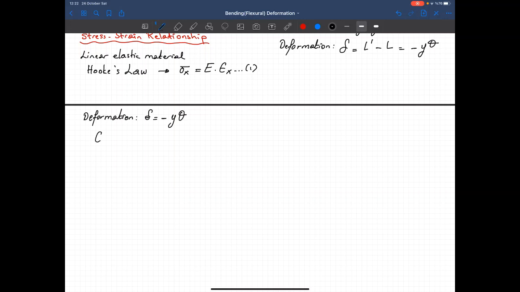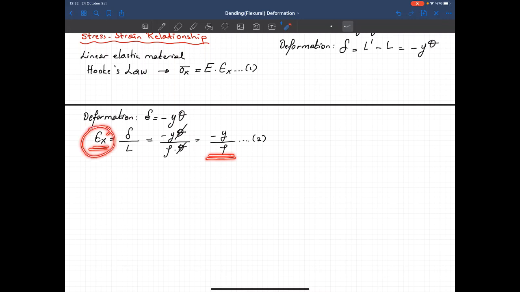What about the strain? What about the axial strain? If I use the engineering strain definition, it is deformation divided by the original length. So deformation is minus y times theta, and the original length is radius of curvature times theta. These two cancel, and we end up with the following relationship: minus y divided by radius of curvature. And let's call this one the second equation. Now this relationship is very important, right? We have the strain and we have its distribution.